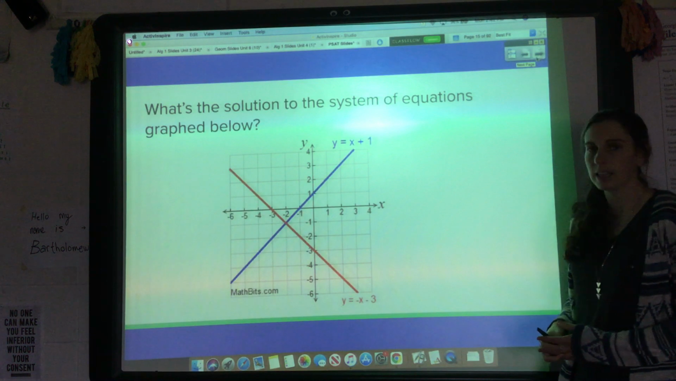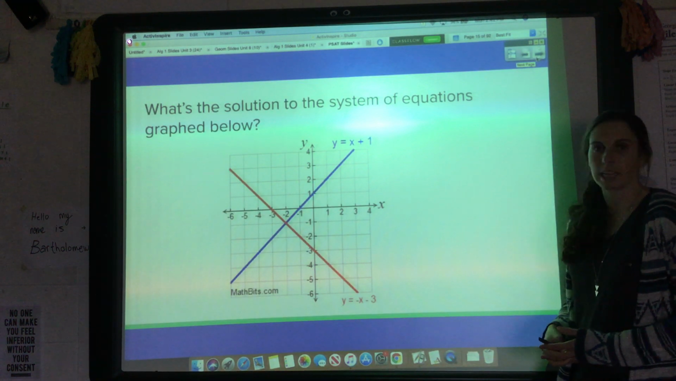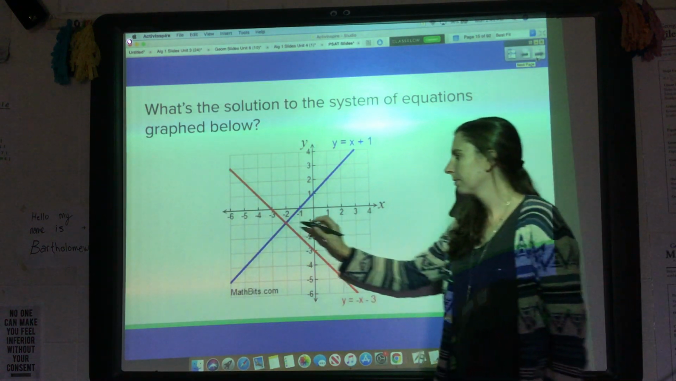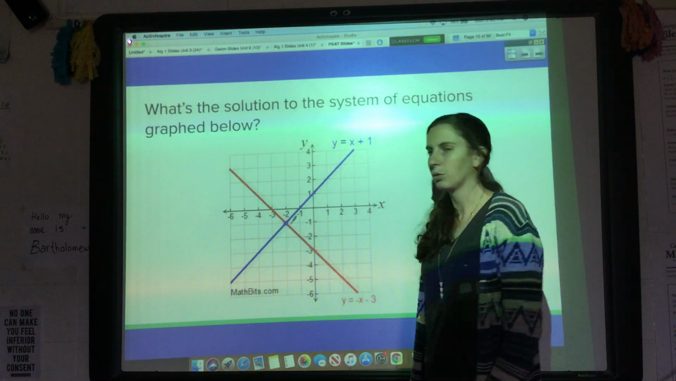What's the solution to this system of equations? Again, you just got to look for the intersection. It would be -2, -1.